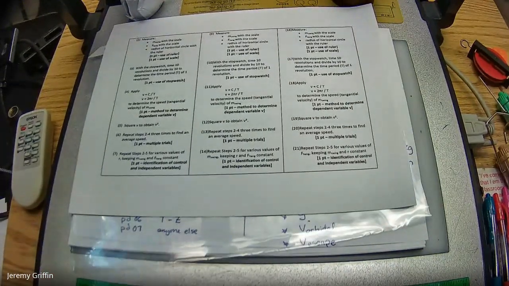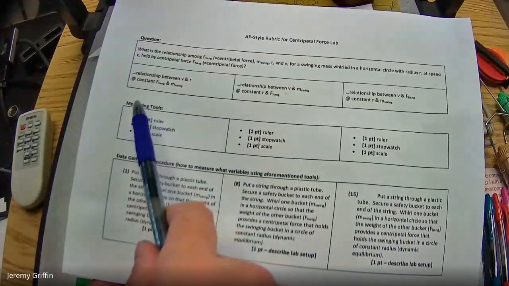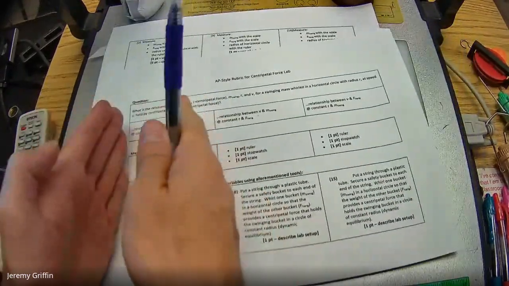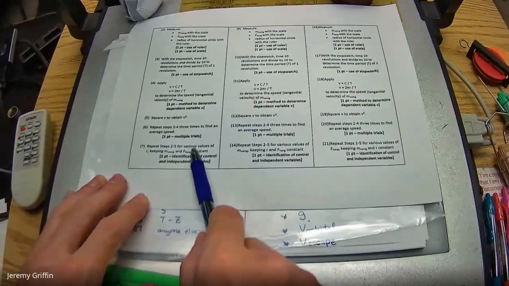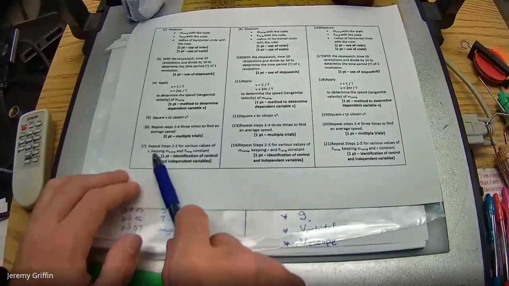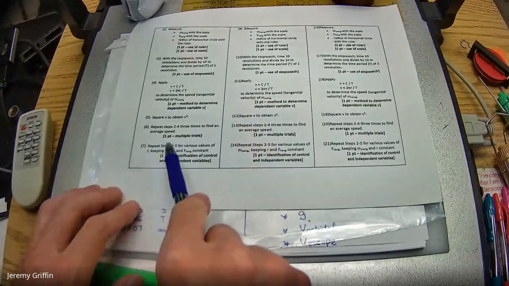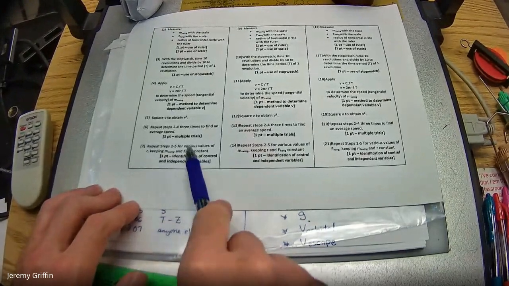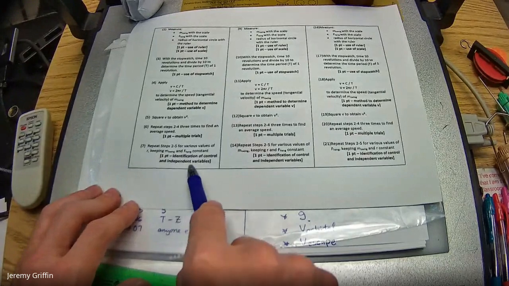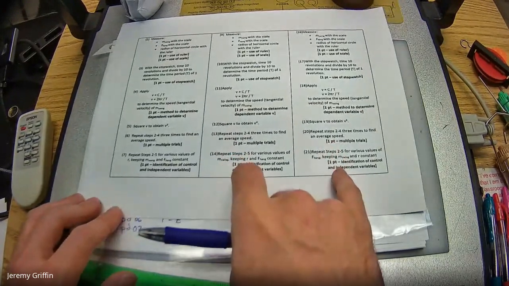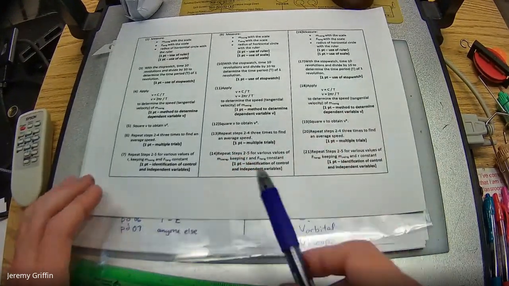If you had the lab where you left the two canisters alone, but you were changing the radial size of the circle, then that's what you would say: repeat the previous steps for various values of R, keeping the swinging canister and the hanging weight constant. So one point for identifying control and independent variables. Very similar idea with the other two setups, just juggle the variables around.